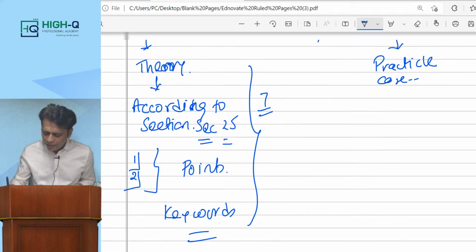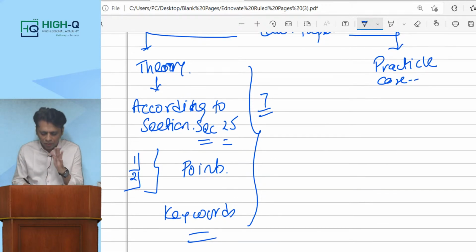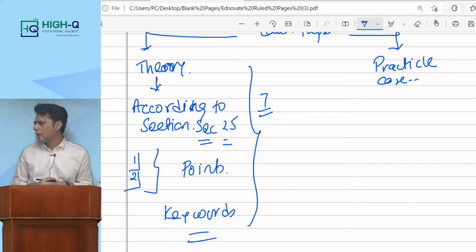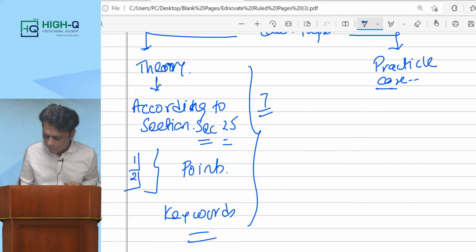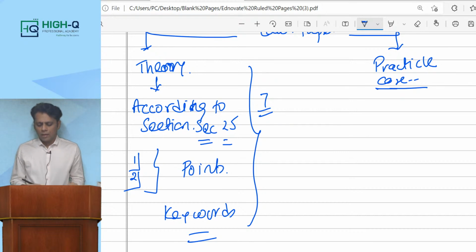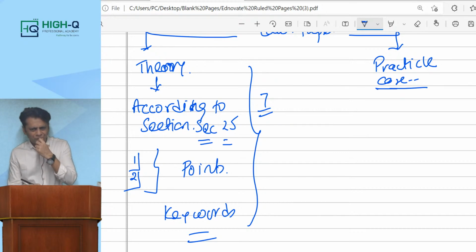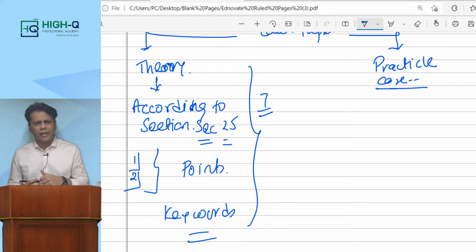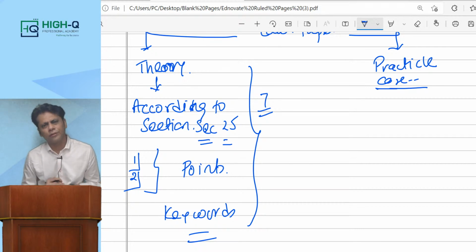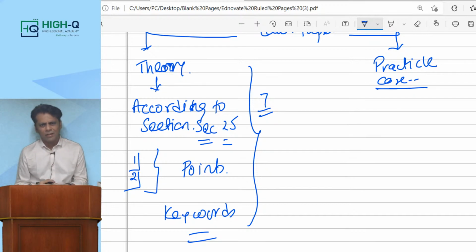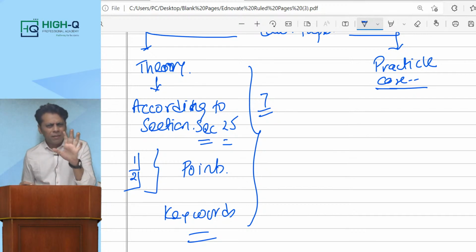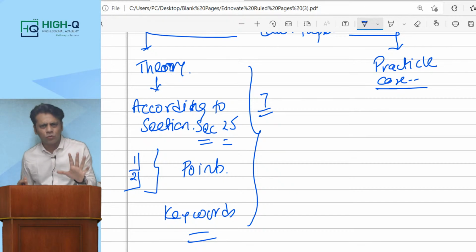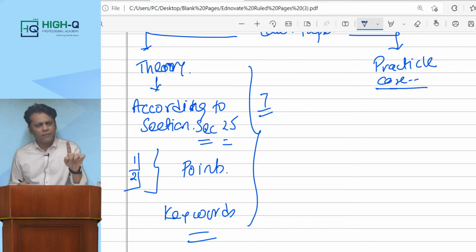Now next is the second part. After theory, next is what? Practical case. In the practical case, you must have seen in question number 1, they ask 1 or 2 practical situations. Now you have to answer that. Don't panic about the practical situation. I am giving you the format for that.